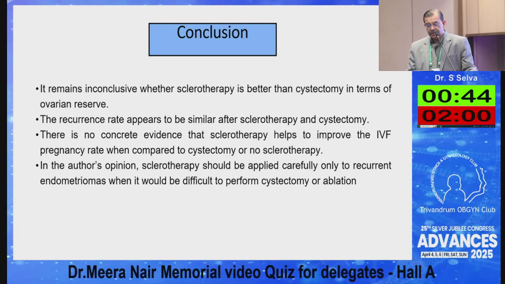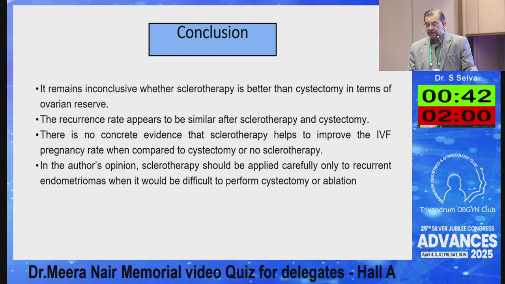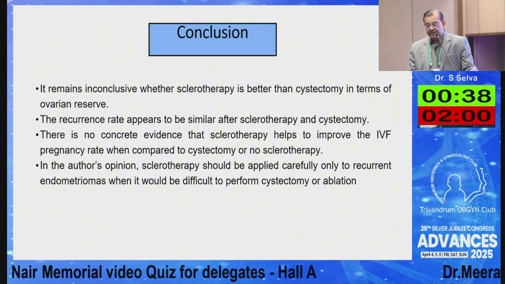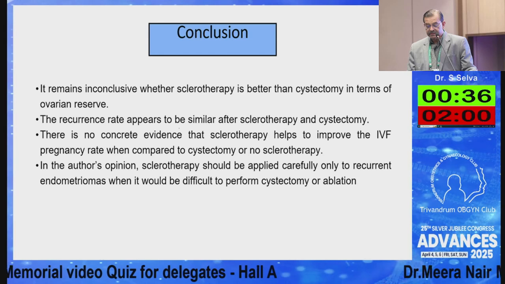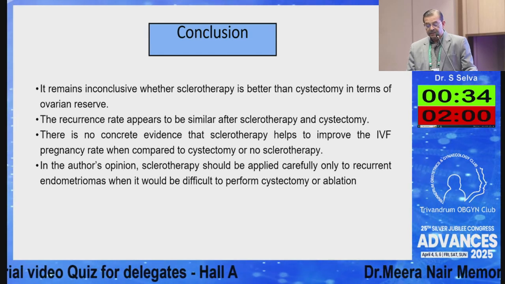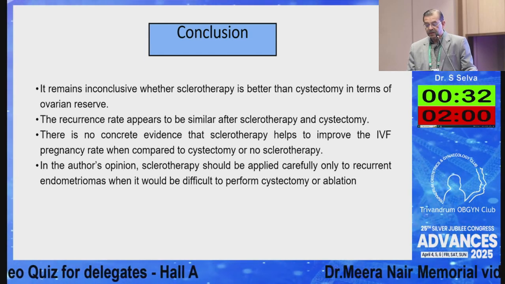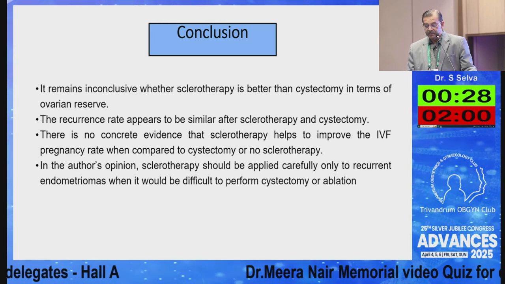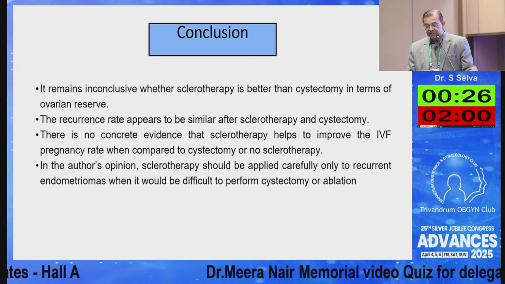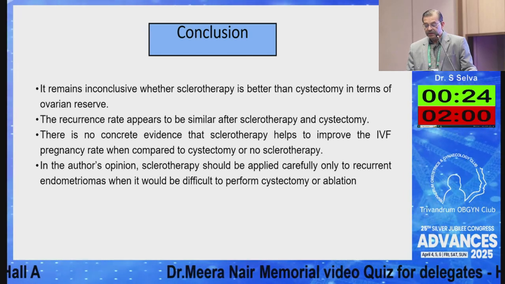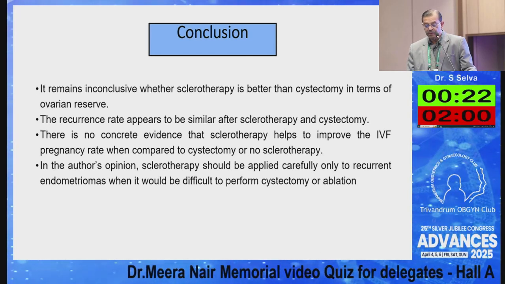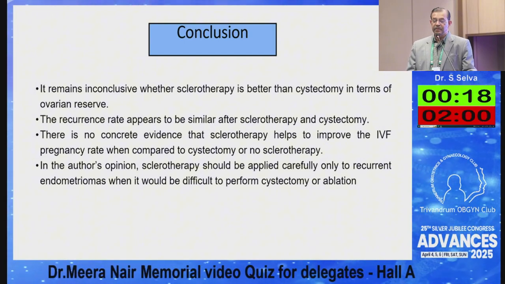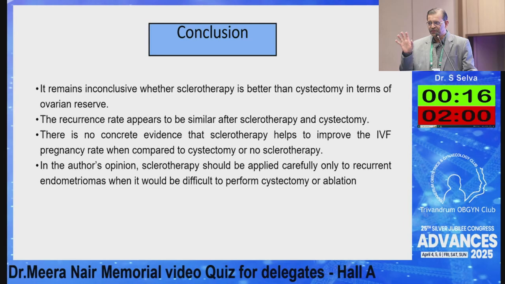As for sclerotherapy, it remains inconclusive whether sclerotherapy is better than cystectomy in terms of ovarian reserve. The recurrence rate appears to be similar after sclerotherapy and cystectomy. There's no concrete evidence that sclerotherapy helps to improve IVF pregnancy rate when compared to cystectomy or no sclerotherapy. In the author's opinion, sclerotherapy should be applied carefully only to recurrent endometrioma when it would be difficult to perform cystectomy and ablation. I hope I've not thoroughly confused you all.